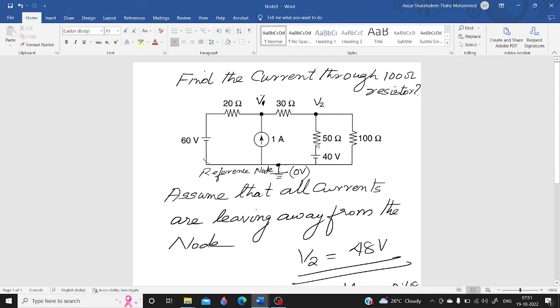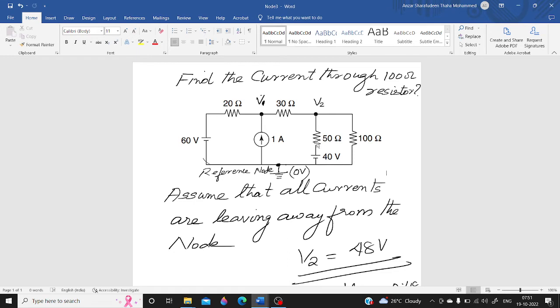So given a network like this, and you have to analyze it using nodal analysis, first of all what you have to identify is the reference node and the other nodes. Okay, then you assign values to each node.